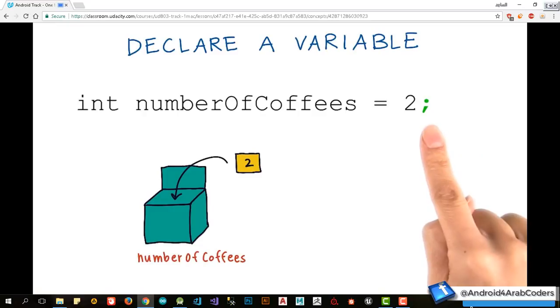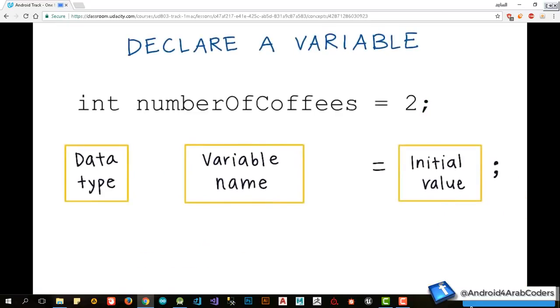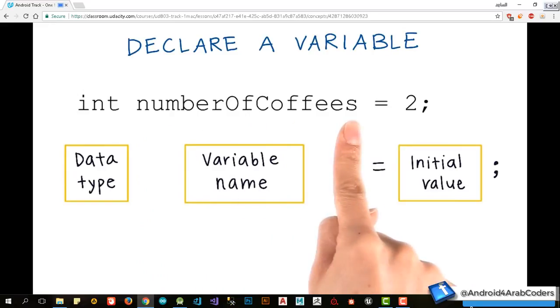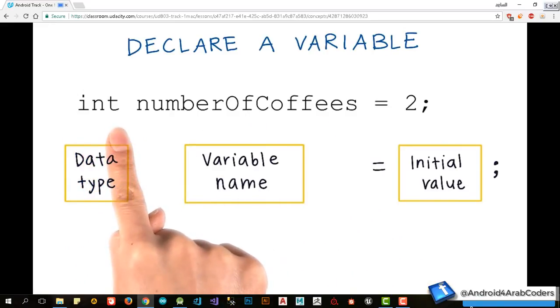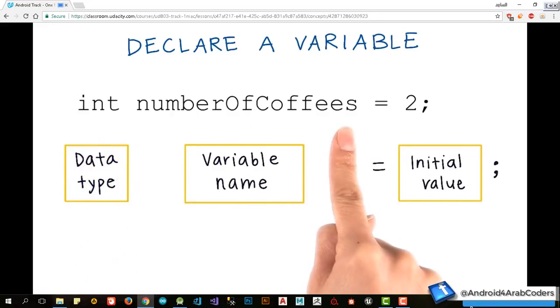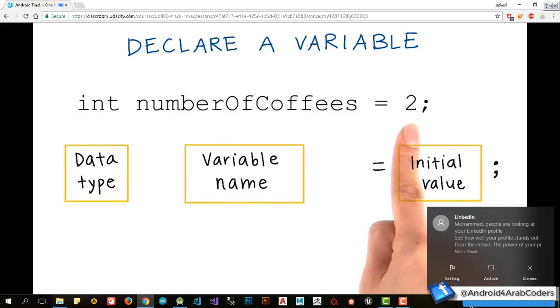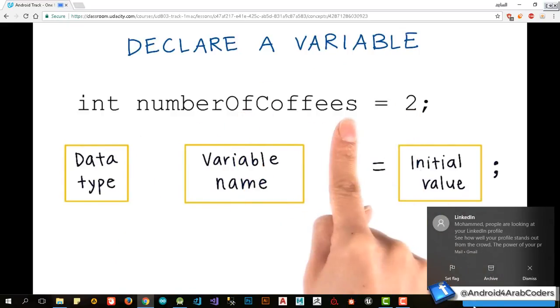And last but not least, we have the semicolon at the very end. So to summarize, when you declare a variable, you need to specify the data type, followed by the variable name, and then an equal sign, and then the initial value, and then a semicolon. In this case, we're creating a variable called number of coffees. The data type is int, so only integers can be stored in this variable, and we're assigning the value 2 to be the initial value of this variable.